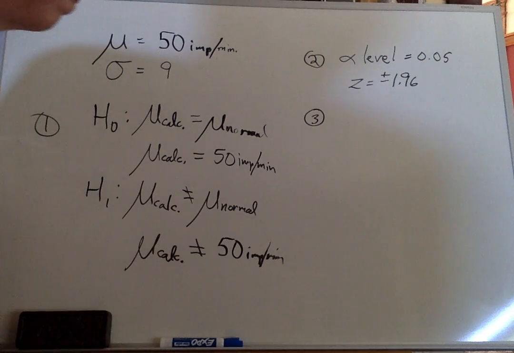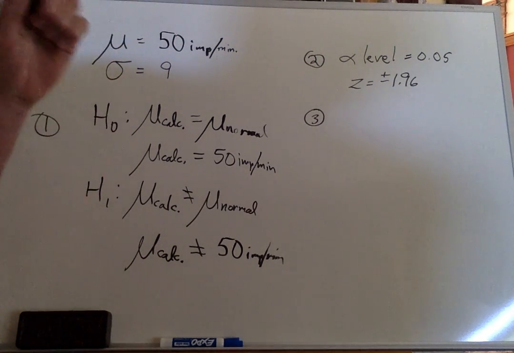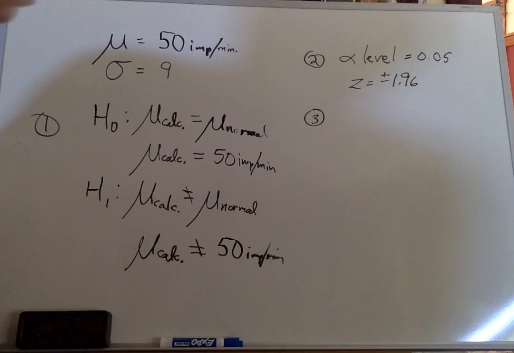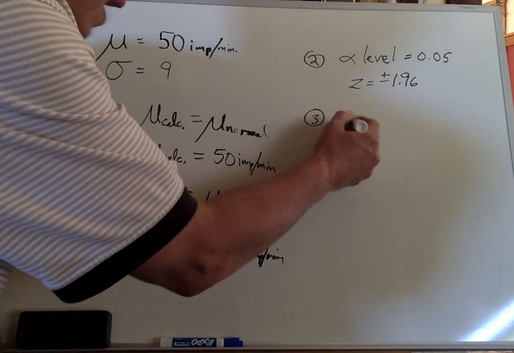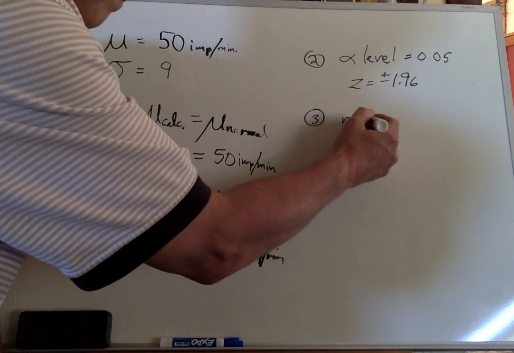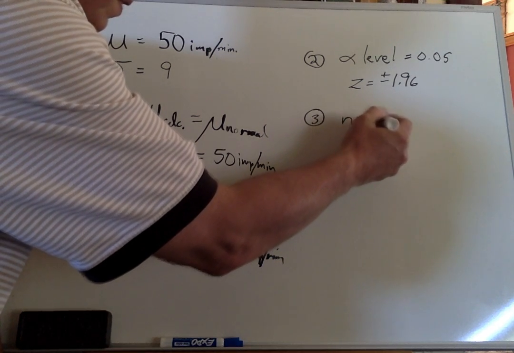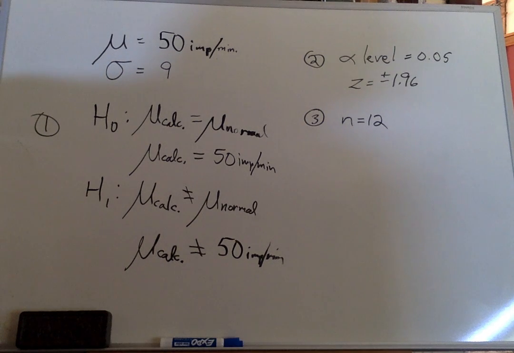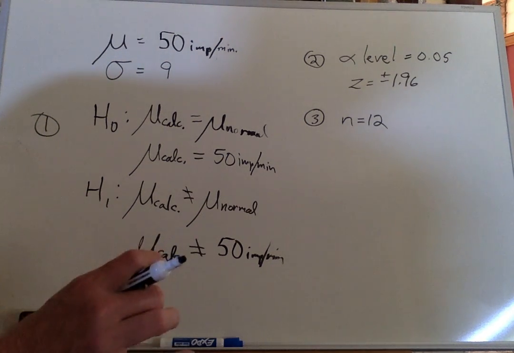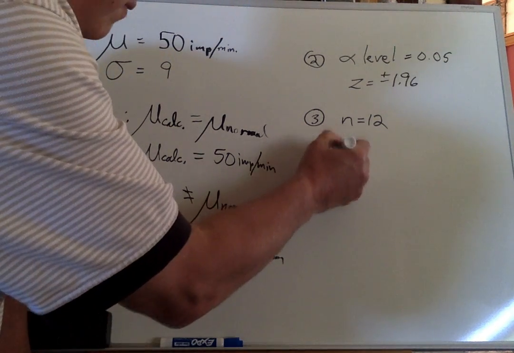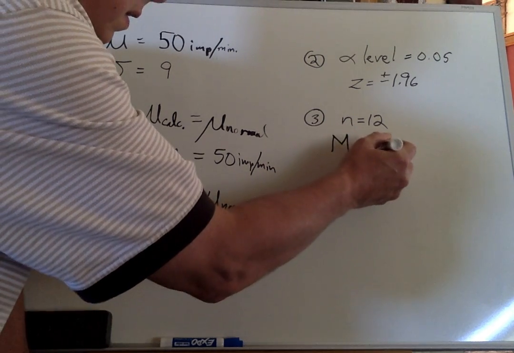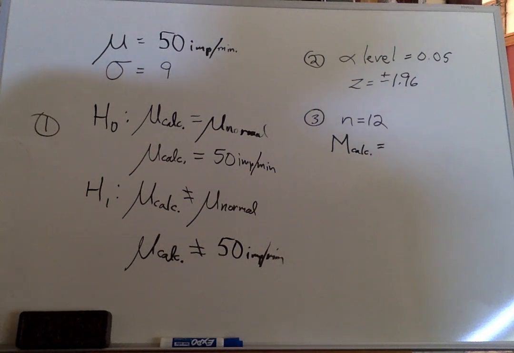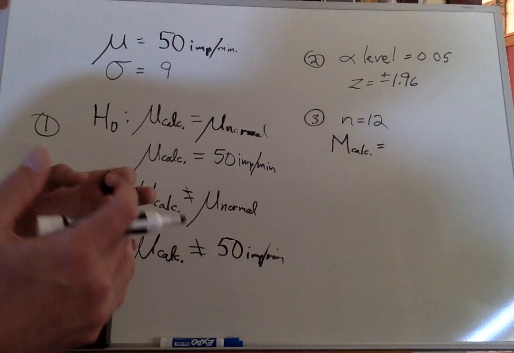Step three would then be to collect the data, and let's say we have 12 neurons that we're looking at. We're going to check their firing rate. And the average for this group of 12 with the calcium, okay, the average for this group of 12, I'm going to need to back calculate a little bit here in my head.